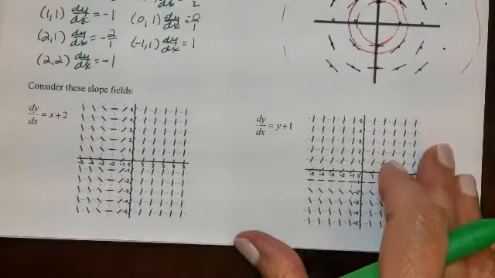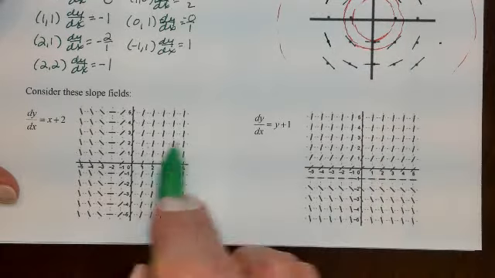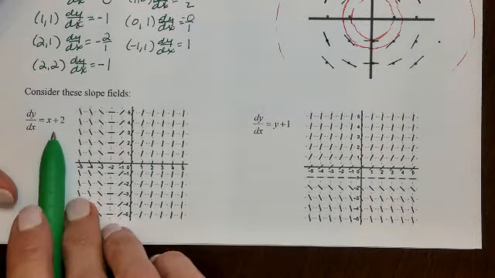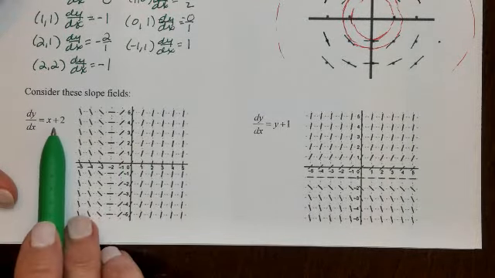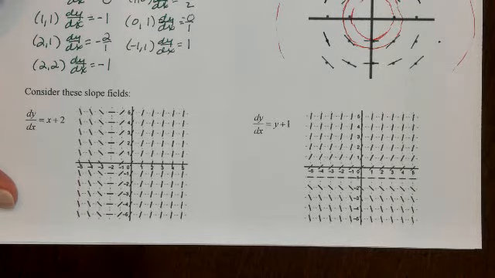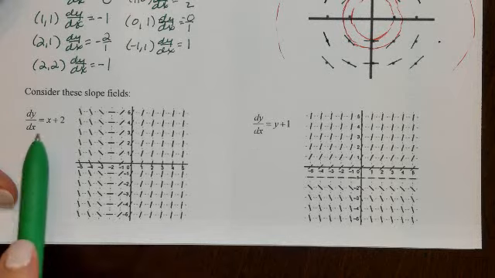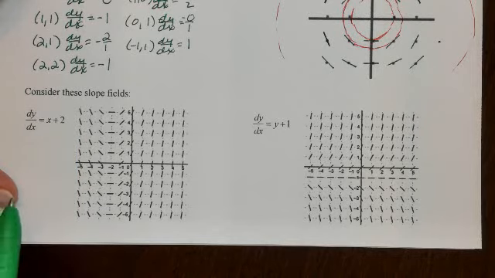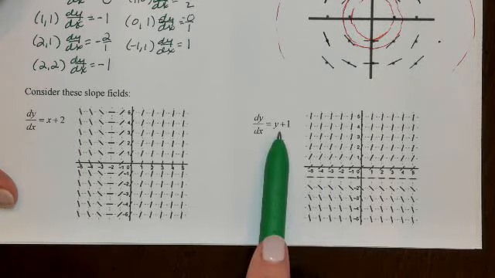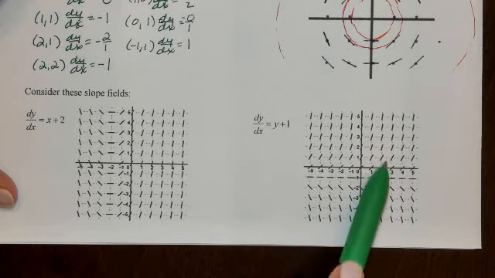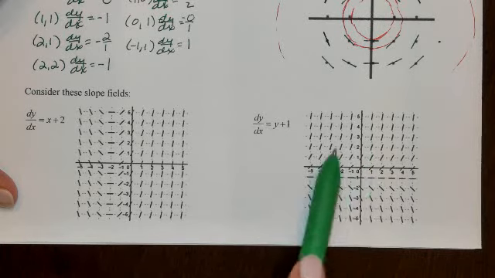All right. Here are some computer-generated slope fields. So this is the slope field for this function at a lot of points, right? You can imagine how long it would take to do that one, right? But this is the slope field for dy dx is equal to x plus 2, okay? This is the slope field for dy dx is equal to y plus 1. So if we went and did all of our points, this would be our curve.